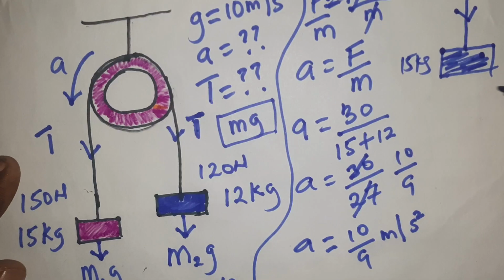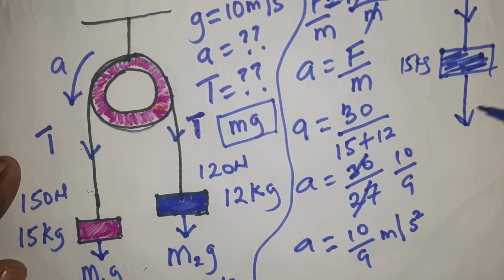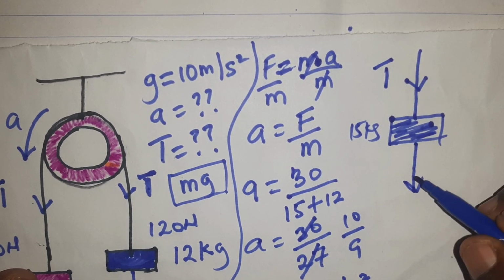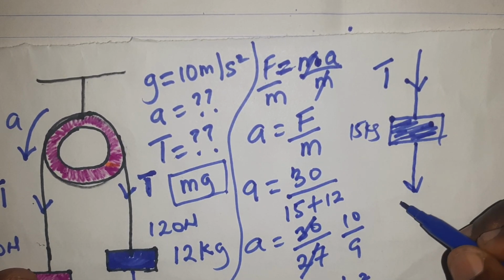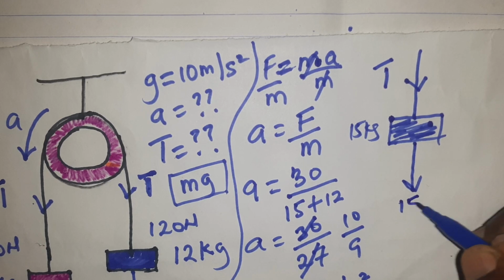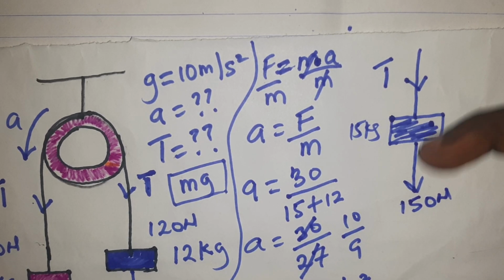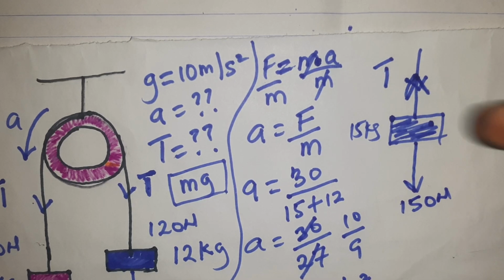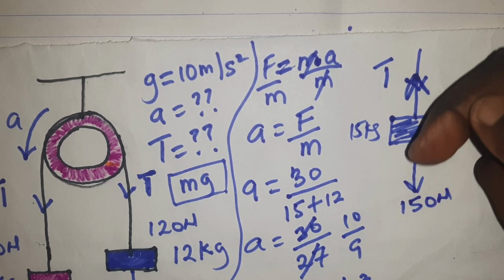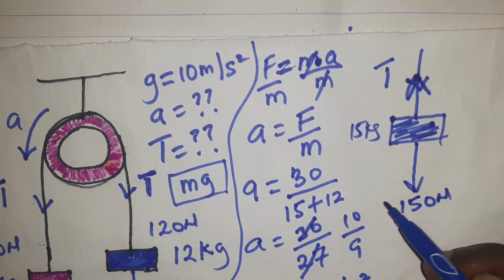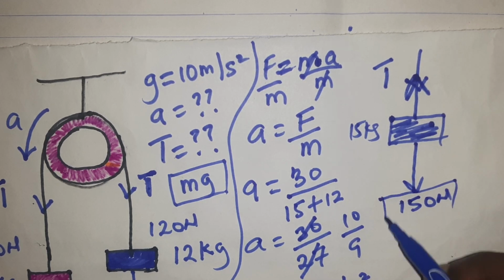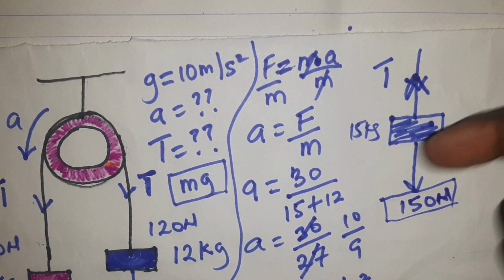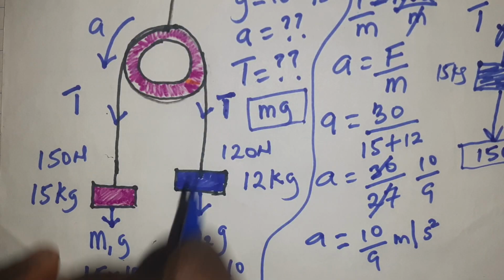So let me draw that one out here. So the tension is here. This is the tension. And the force of gravity, which is 150 Newton, is pulling. Let me change this arrow to this way. The tension is pulling up and the force of gravity is trying to pull down. But of course, we know that the force of gravity, which is 150 Newton, won the battle. So the mass eventually still fell this way.